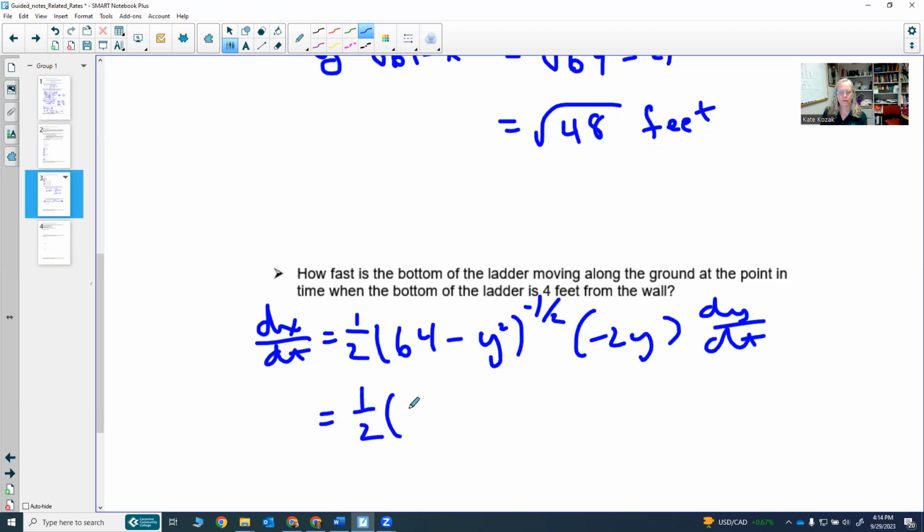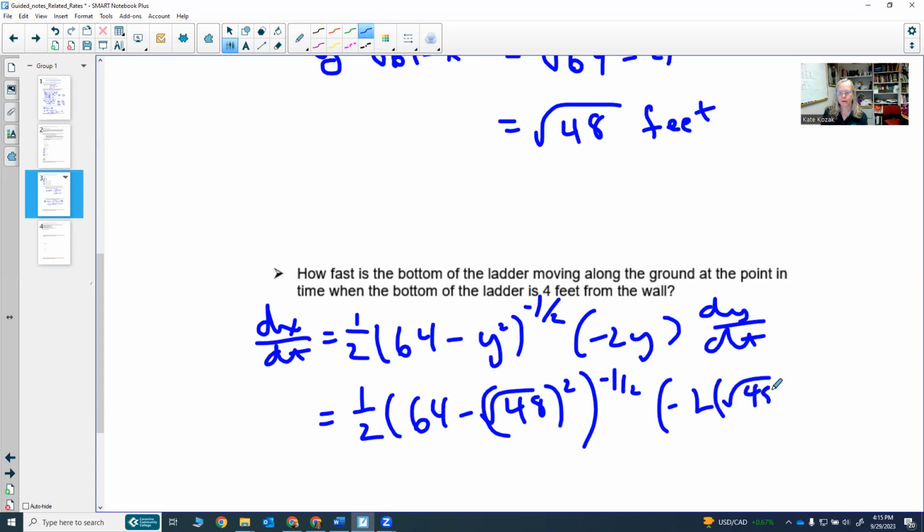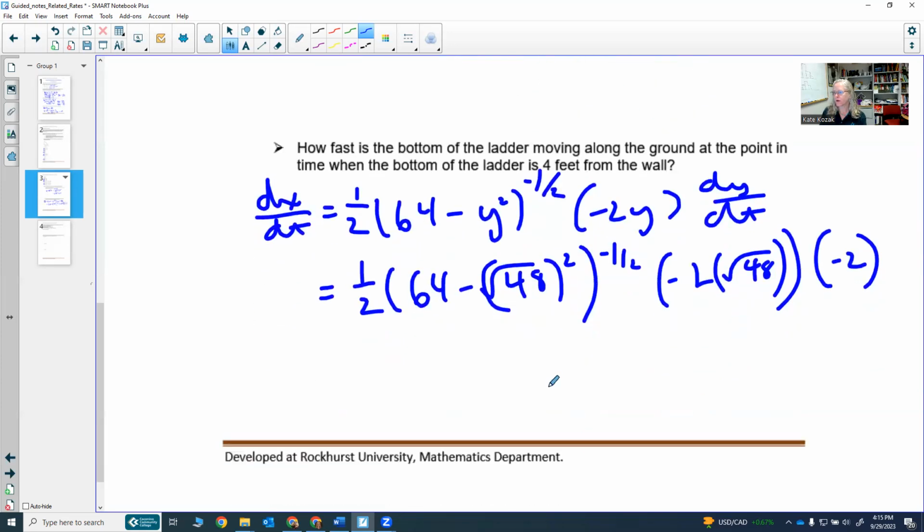So we have 1/2 times 64 minus y squared, but y we found to be the square root of 48. So we have the square root of 48 squared, being raised to the negative 1/2 power, times negative 2 times the square root of 48, because it's negative 2 times y. And that's going to be multiplied by dy/dt, which again, we found to be negative 2. And all you need to do is simplify this and find out approximately what it's equal to. This simplifies and is approximately equal to 3.5 feet per second.